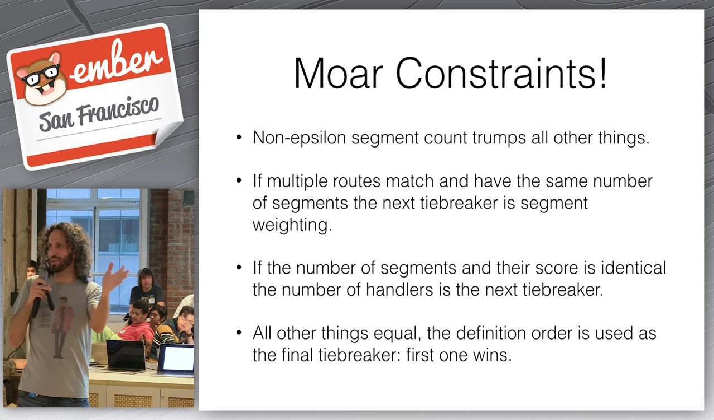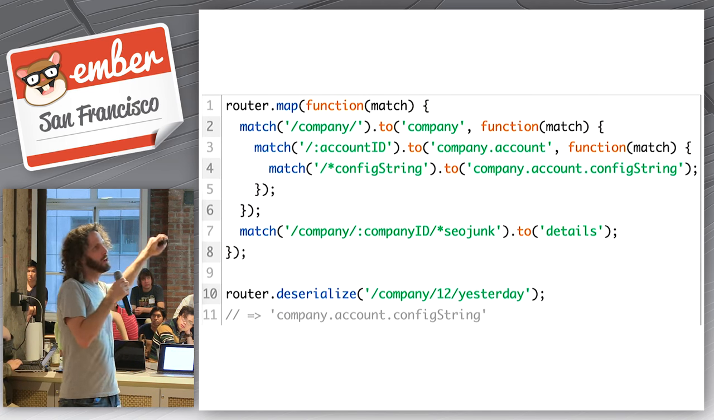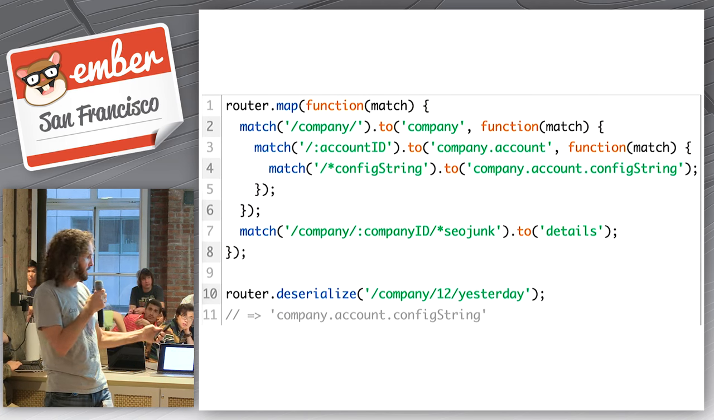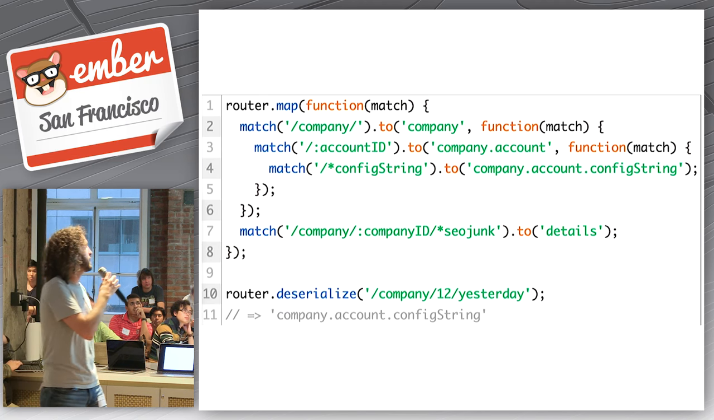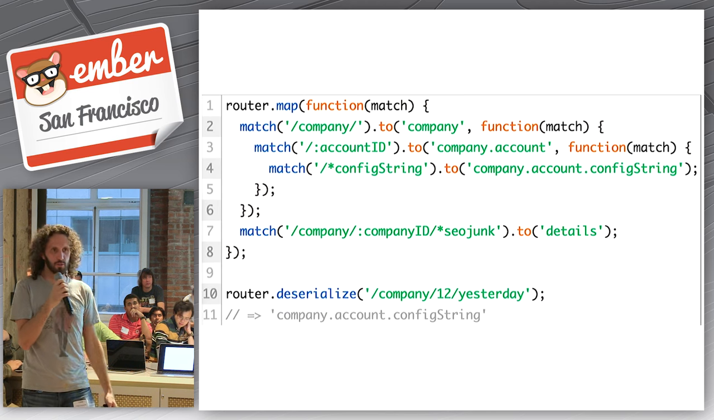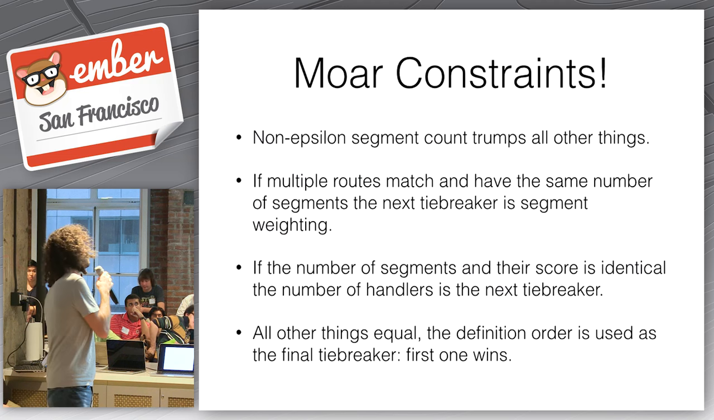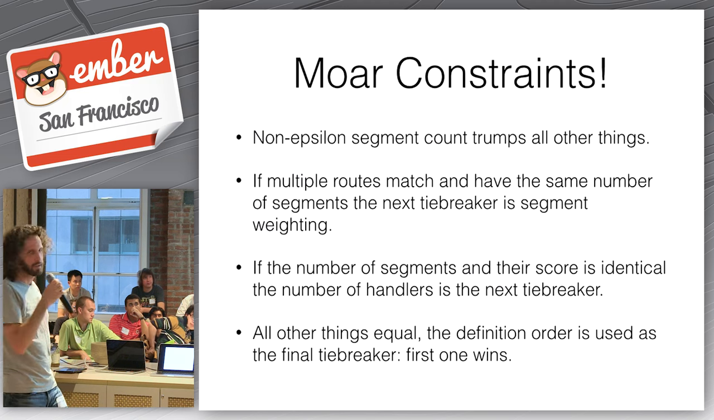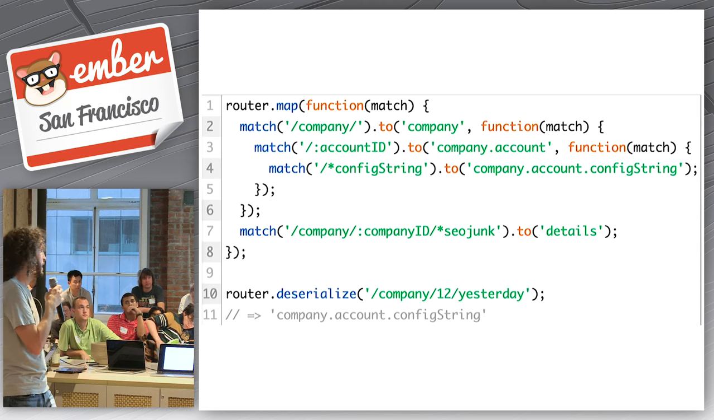We build everything up as a string from left to right. So we say, okay, the base one in this is a static segment, so that's a 3. Then we've got a 2 for account ID, and then a 1 for config string, so that's a 321. And if we look at line 7, that's also a 321. So it still matches. We need to go one step further.